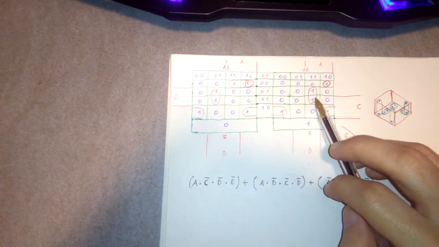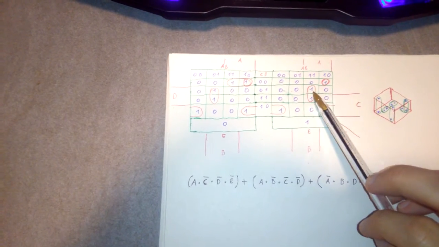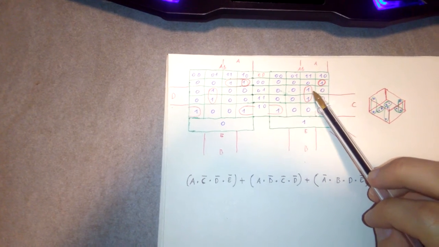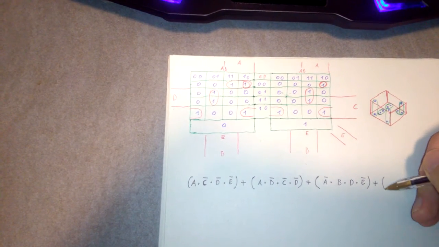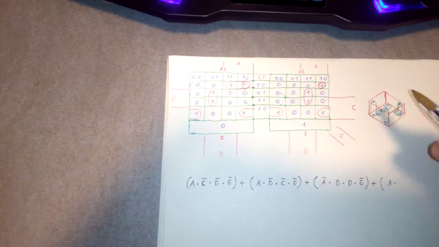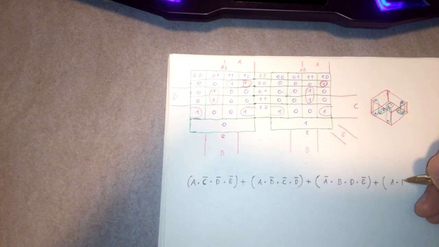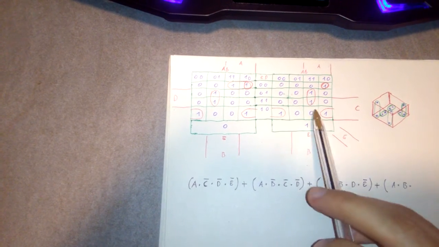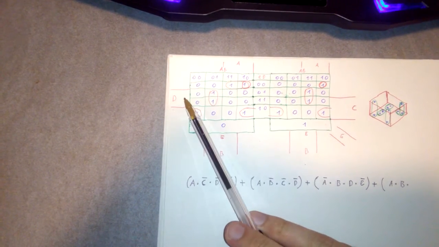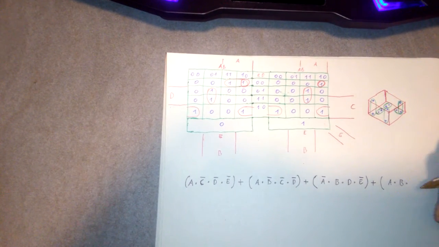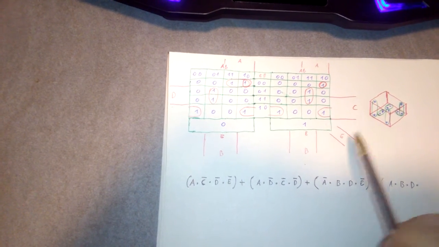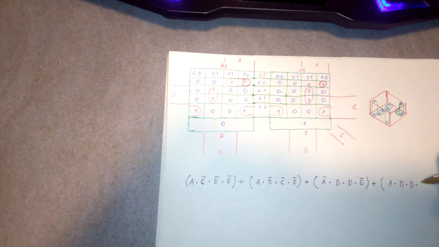Now we're going to deal with this one. This one is on the top plane, and it's falling completely inside A, so we're going to have A times, it's completely inside B, so we're going to have times B times, it's half inside and half outside of C, so we're going to leave C alone, and it's completely inside D, so we're going to have D. Lastly, it's also completely inside E, so we're going to have times E.